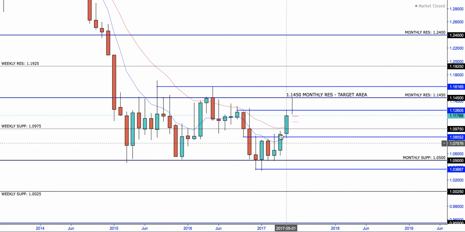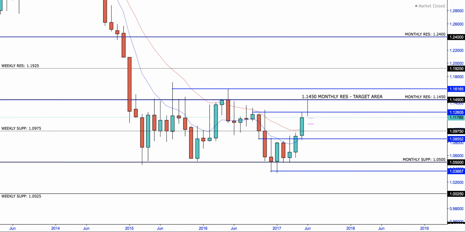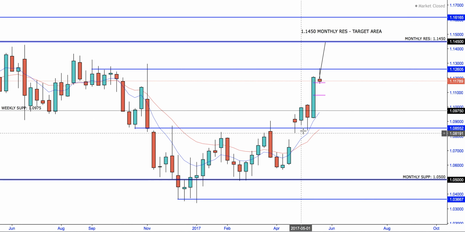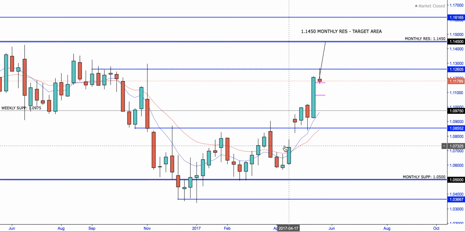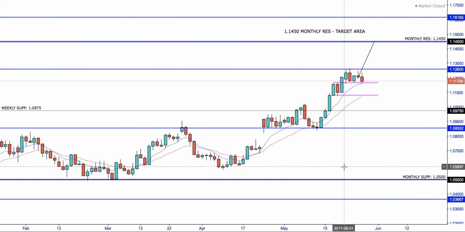So number one, Euro USD, we're getting the crossover. Perhaps let's move the candles out of the way. It certainly looks to me like we're going to see a reversal on the Euro USD on the monthly time frame. Weekly, we had a break above the weekly resistance, and again, the moving averages crossed over here. Daily, we're also crossed over too.